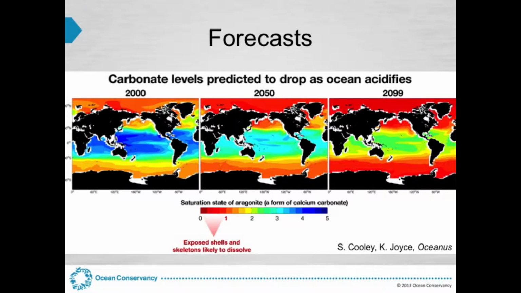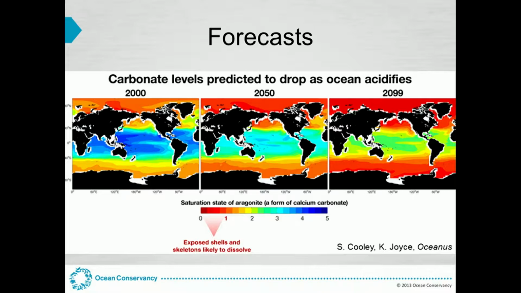Forecasts that we can do with three-dimensional coupled ocean models show that carbonate levels in the ocean are predicted to drop with time. Here on the left is the year 2000, the middle is 2050, and the right-hand side is 2099. This assumes the business as usual carbon dioxide emissions scenario that the IPCC traced out a few years ago. This scenario basically suggests that we're going to have very rapid industrial development and very little in the way of carbon dioxide emissions mitigation.